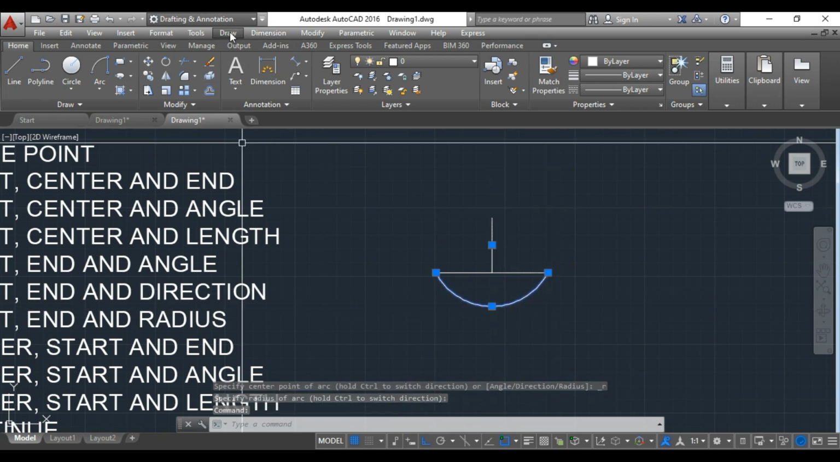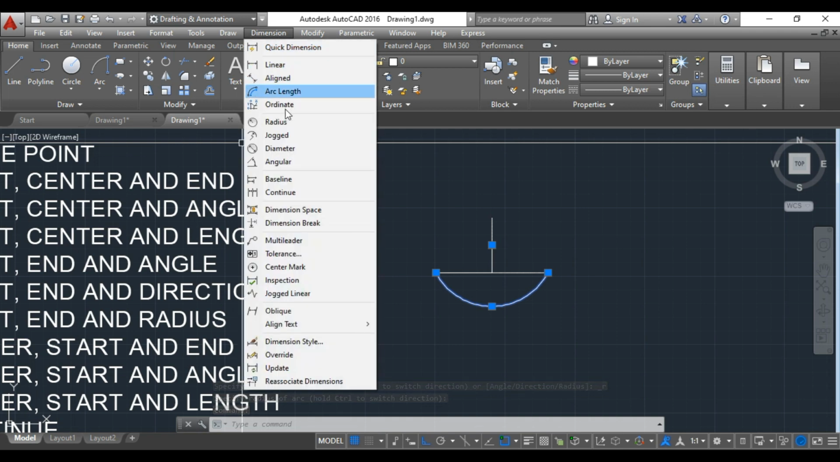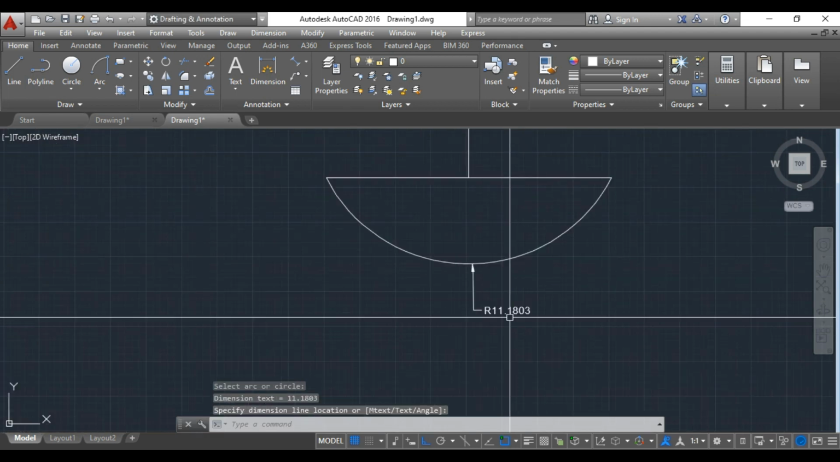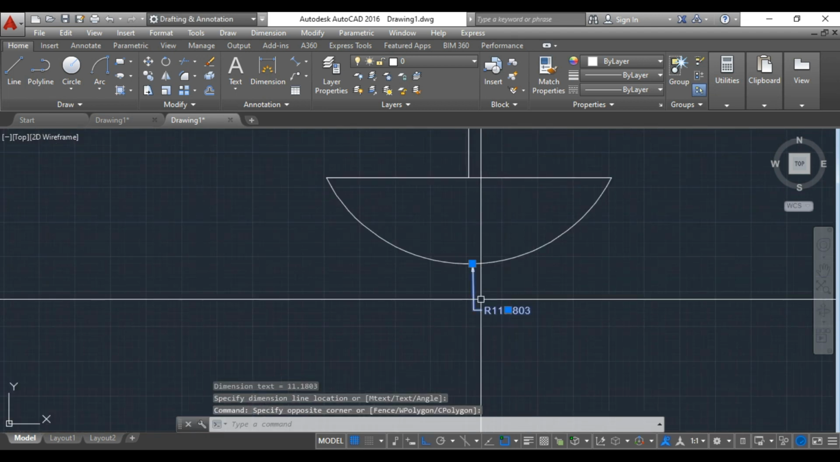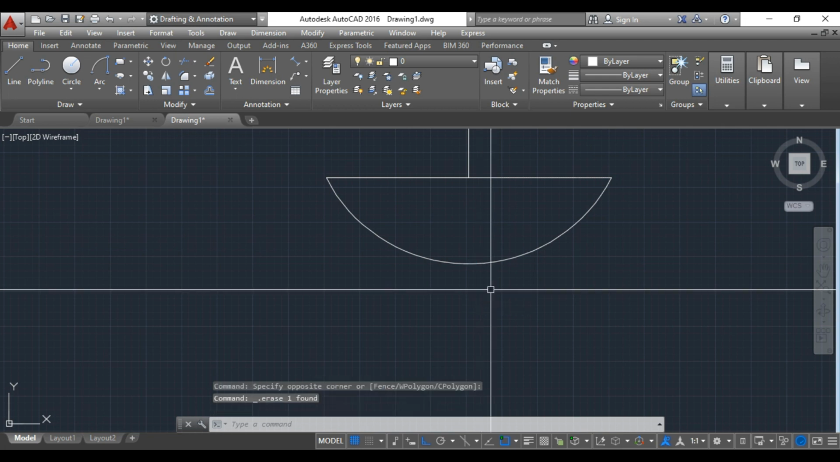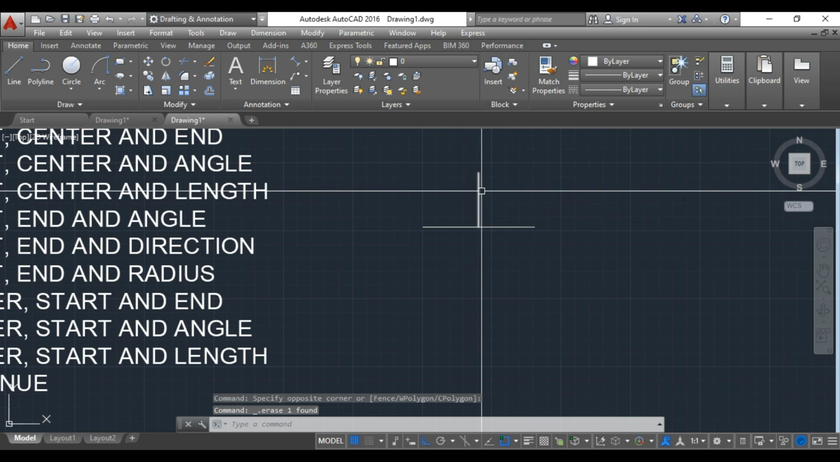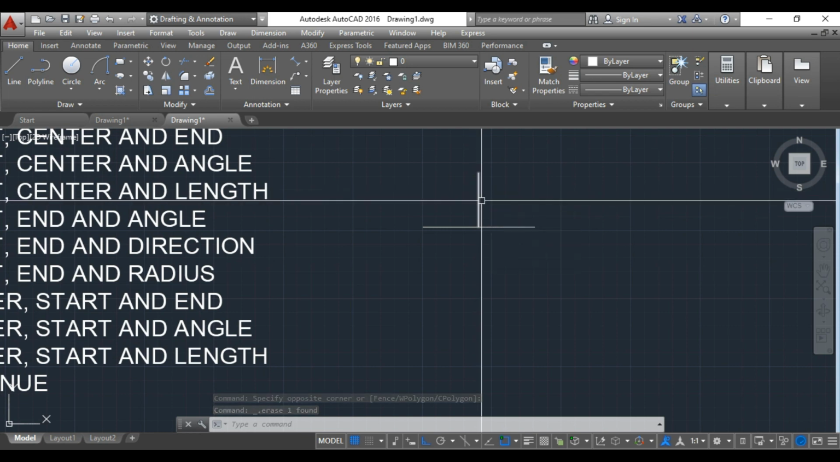You just go into the dimension, and under the dimension you are going to find the radius. You just tap that one, hit here and place it somewhere else. It is 11.18. I have taken a freehand radius, so because of that reason I am getting this radius of this curve.